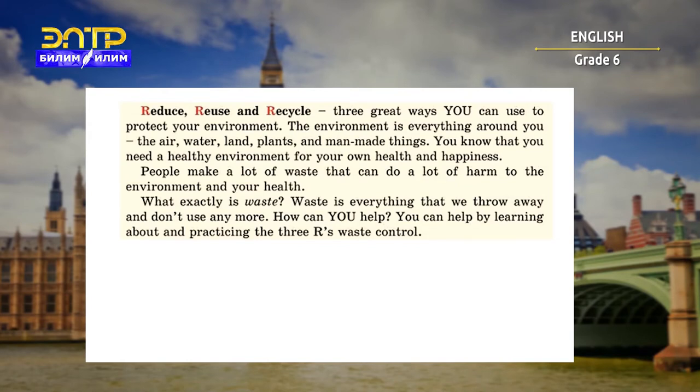The environment is everything around you. The air, water, land, plants, and man-made things. You know that you need a healthy environment for your own health and happiness. People make a lot of waste that can do a lot of harm to the environment and your health. What exactly is waste? Waste is everything we throw away and don't use anymore.